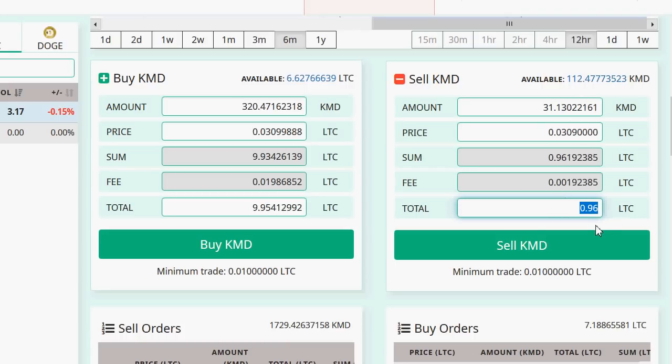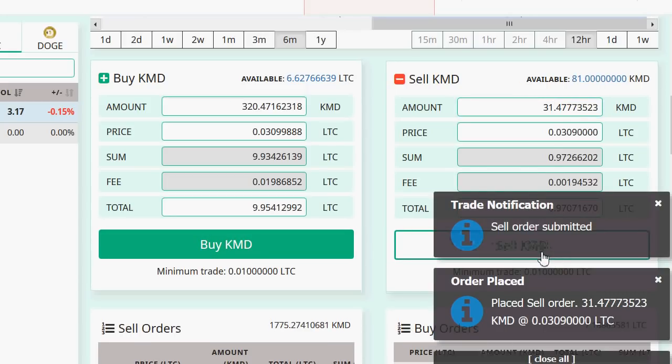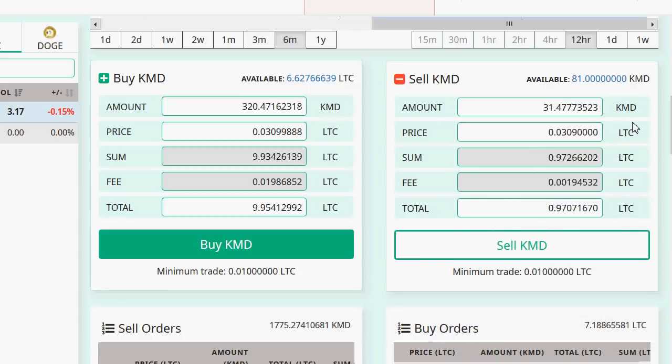Another way I can do it too is I can just type in 2.5 here, and then I can see 81, and I can just subtract the two numbers. But in this example, I'm going to go 0.965 or so, so 31 and change. I'll sell 31.47. I like the even numbers. So once this sell order comes in, I'll be back to even numbers again. So there we go. Now I want a really, really good gain on the next one.